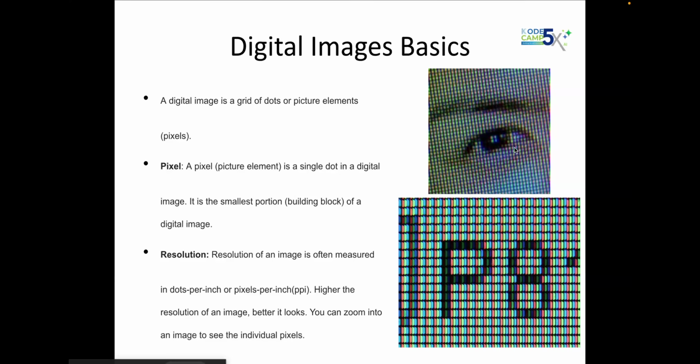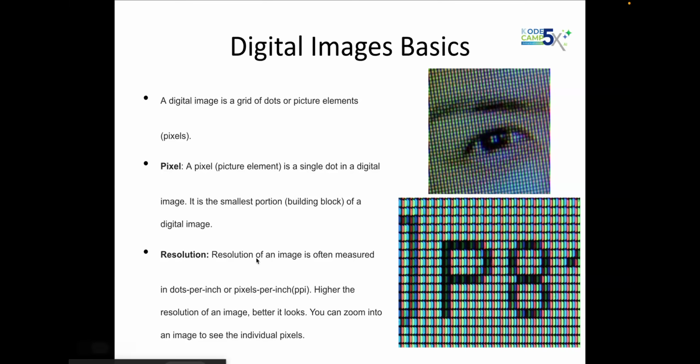With this, we can form anything that we want and any type of thing that we want. This is simply how images work. So a pixel, or picture element, is a single dot in an image. It is the smallest portion of an image.